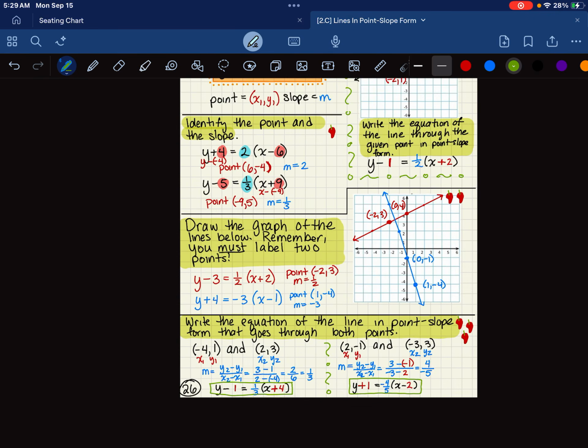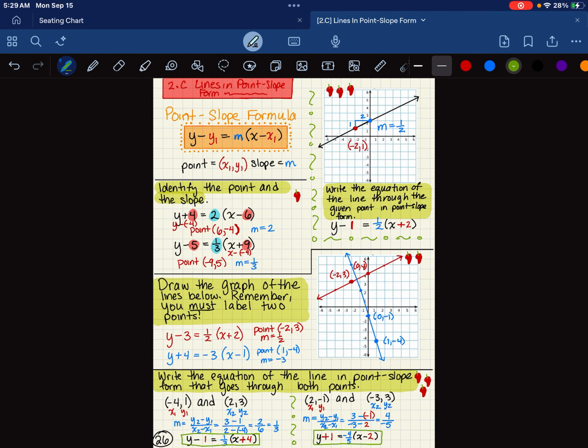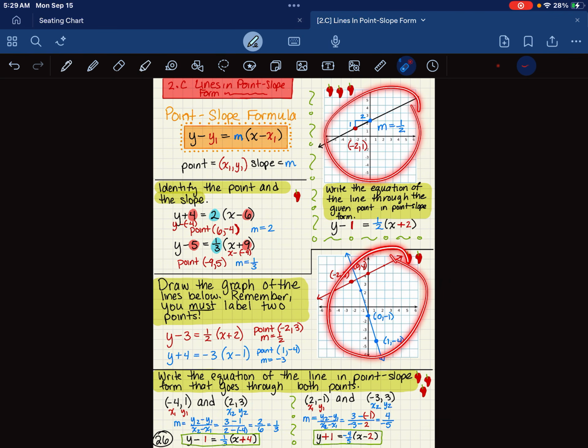So please make sure, guys, you have this fully filled out in your notes, including the graphs. If you have colored pens or pencils, remember, highlighting these colors really makes it easier for you guys later on.